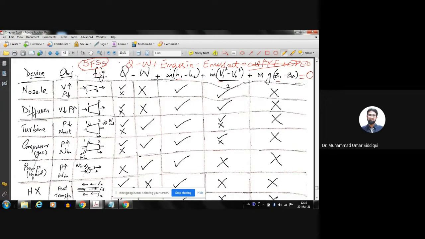The next table that you see down is about when we apply this equation to different devices, which terms will be there, which will not be there. So we are going to discuss that. Some of the terms will definitely go to zero, but we will see which ones go to zero and which ones do not. But the important thing is, do you understand this equation or not? So this equation is Q minus W, and E mass in minus E mass out is basically this whole term, for the case when you have a single mass inlet and a single mass outlet.